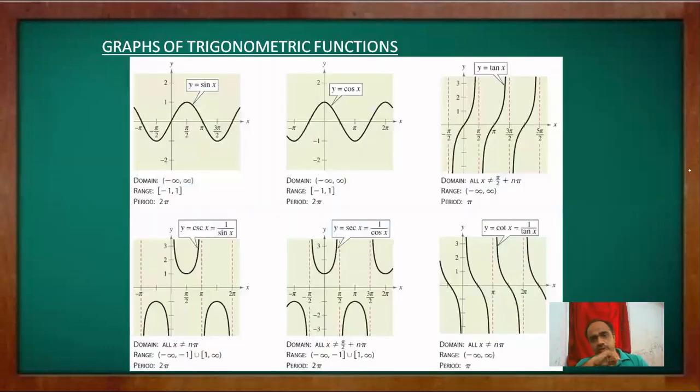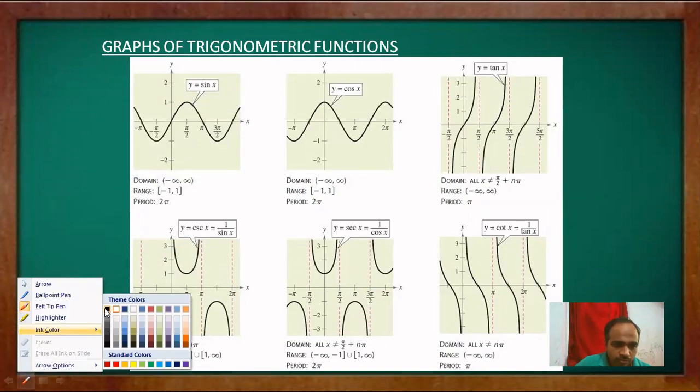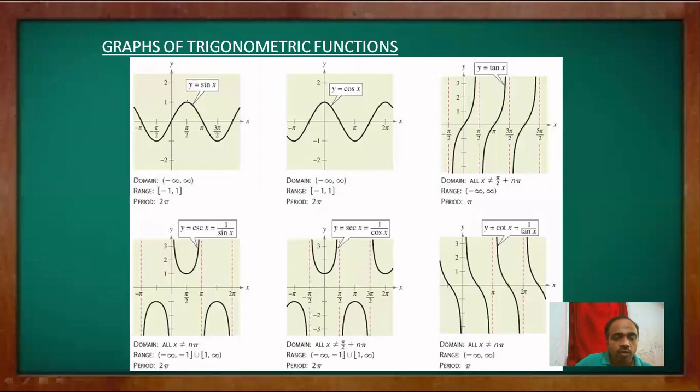Yes, these are the graphs. You should remember the graphs also. The first one is the graph of sin x. If you observe, I'll explain in brief. Graphs are very important. If you observe the graph of sin x, what is sin 0? Sin 0 is 0. Then we have pi by 2. Pi by 2 means 90 degrees. What is sin 90 degrees? Sin 90 degrees is 1.